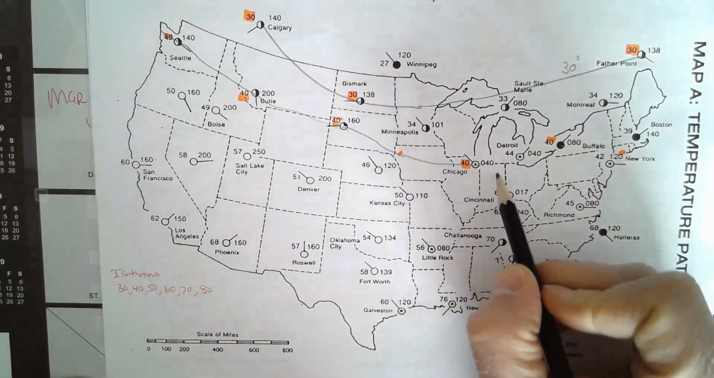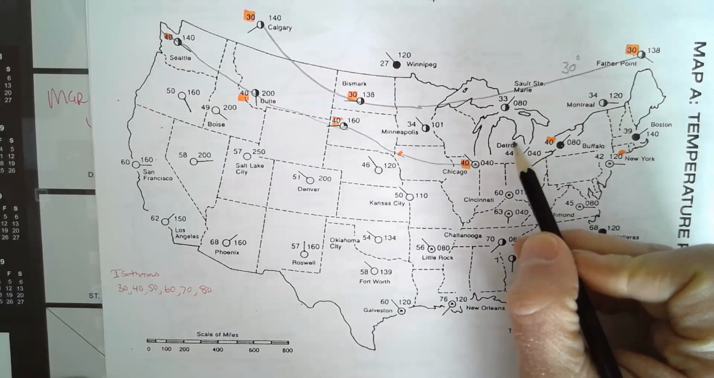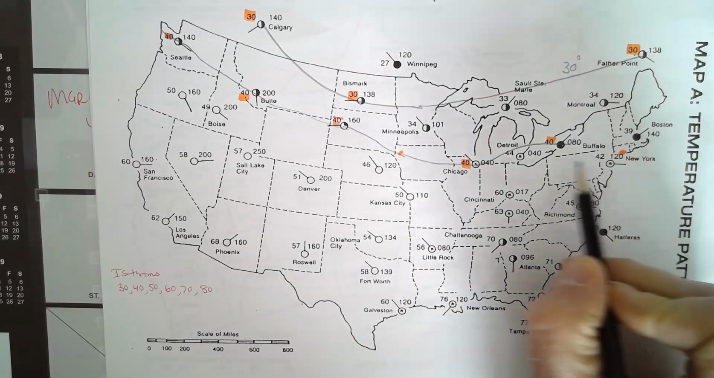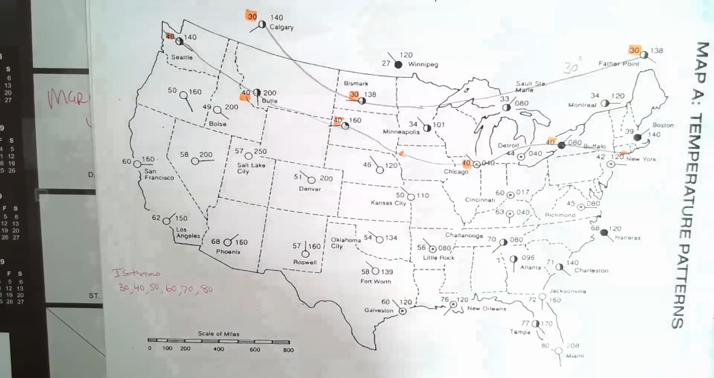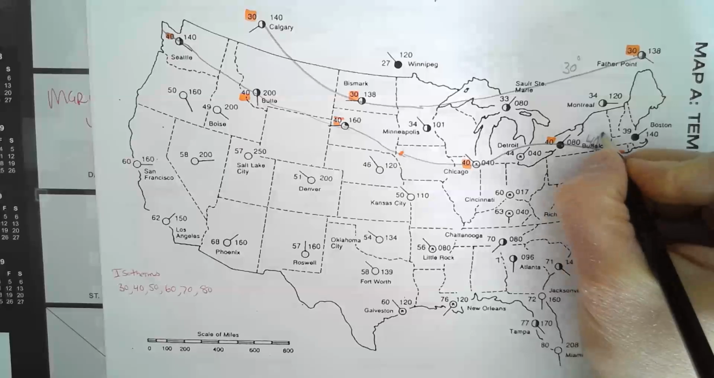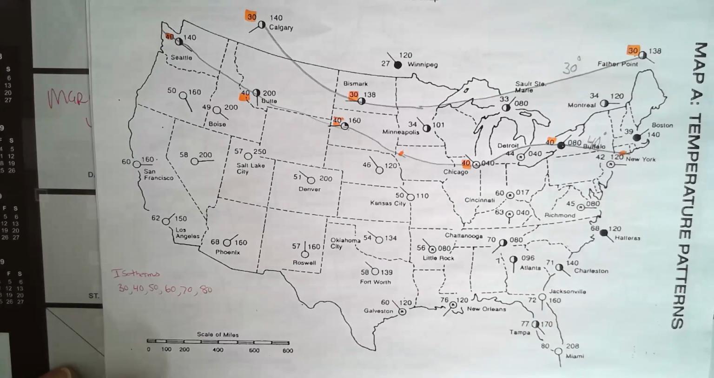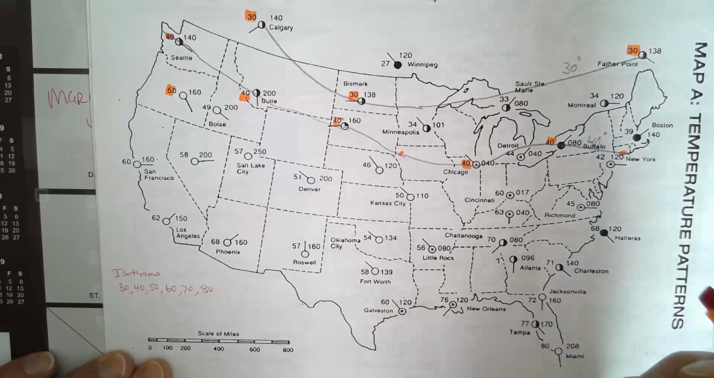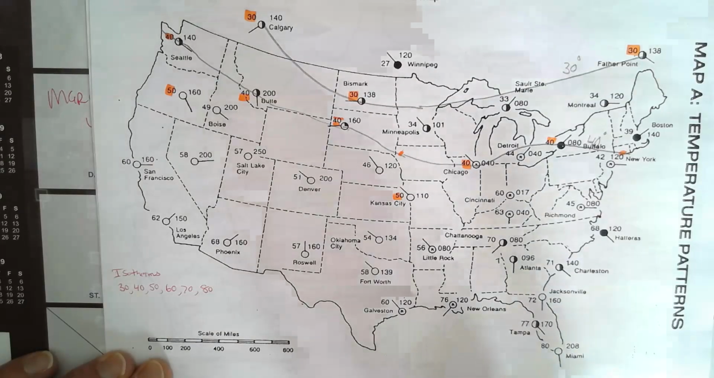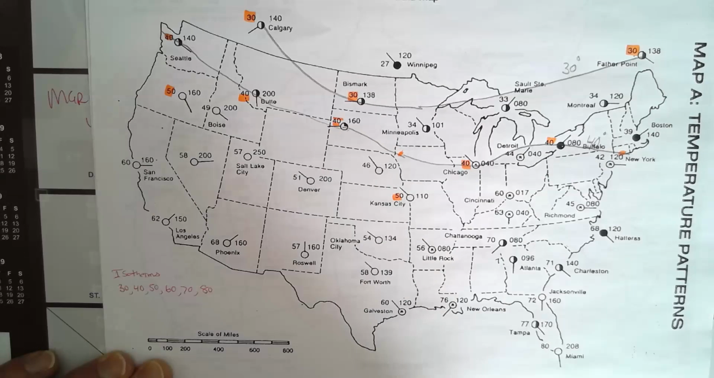Alright, so there's 40. In between Detroit and Sault Ste. Marie, I'm going to go above Detroit, and then right in between New York and Boston, and label that as my 40-degree isotherm. Alright, so next up is 50. So 50 degrees right here. I have 50 degrees in Kansas City, and that is it. Now this one is a little bit more tricky.